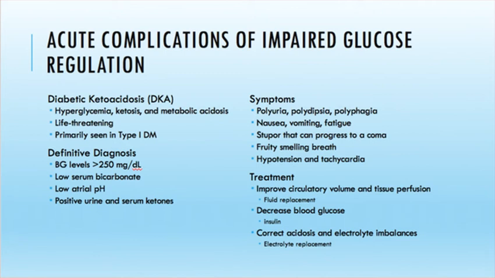So the way they are going to treat this is improve that circulatory volume and tissue perfusion, and this is done by fluid replacement, decrease blood glucose with insulin, and correct the acidosis and electrolyte imbalances, so replacing electrolytes, giving bicarb, and these kind of things.